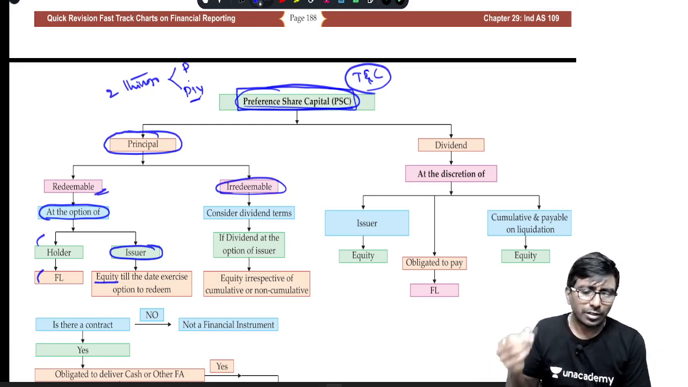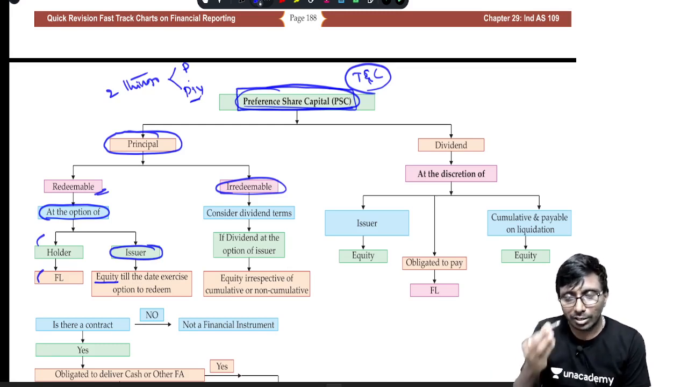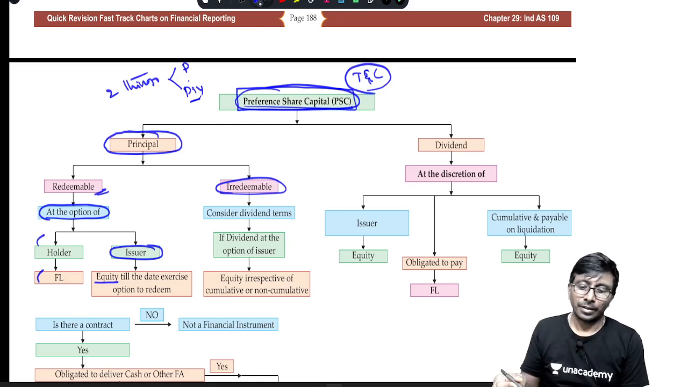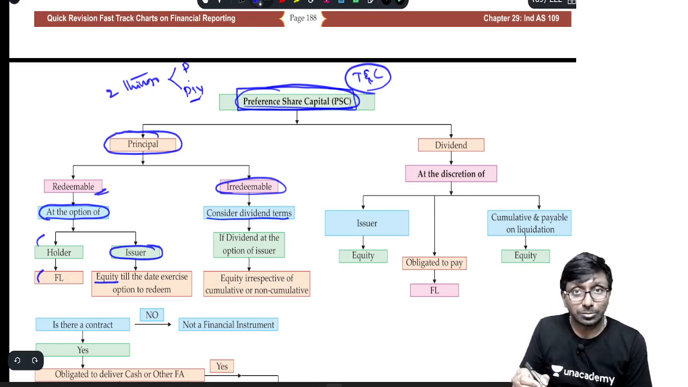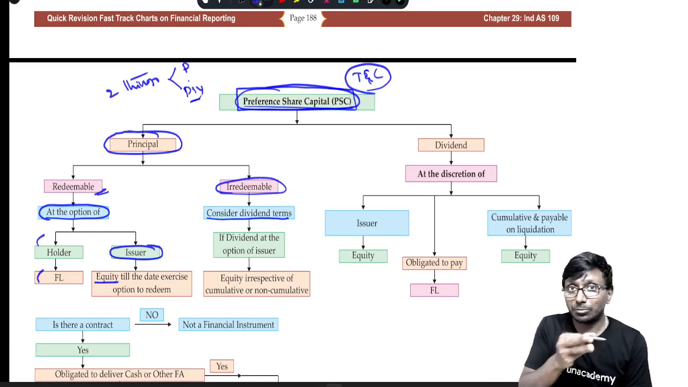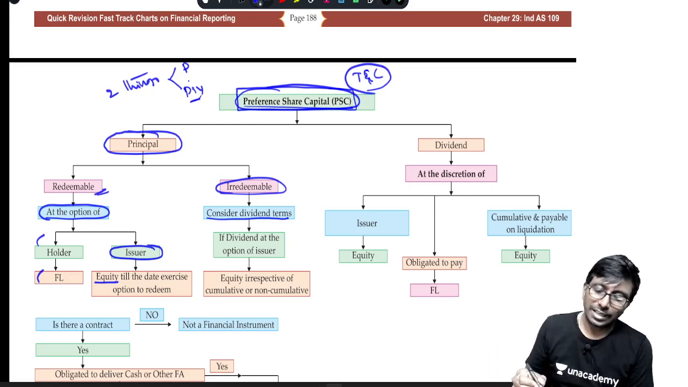Next, irredeemable. Irredeemable means will not repay. Not that we never repay in life; we'll repay them at the time of liquidation, obviously. But under that circumstance, you have to look at the dividend terms also, because it may be equity from the principal angle, but it may be a liability from the dividend angle. That's why you have to have a look at dividend terms as well.